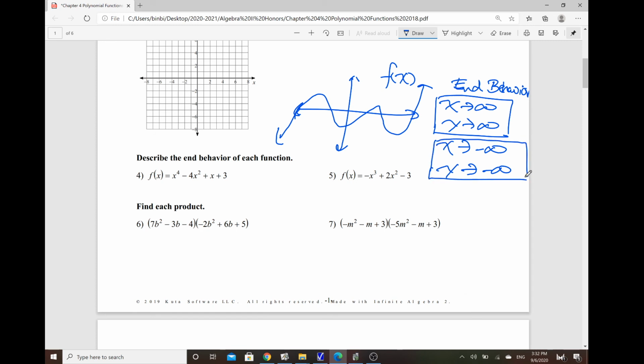Now what about without the graph? The way to do it without the graph, we need to look at the term with the highest power. End behavior, another meaning for that is looking at the highest power term, the highest degree term. Regardless of what happens with the rest of the terms, you always want to pull out the one with the highest degree term.